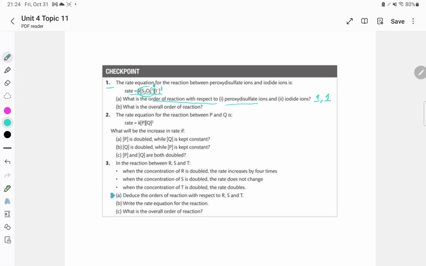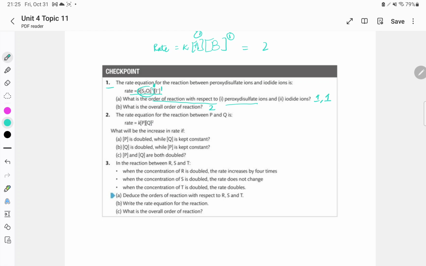And then they ask, what is the overall order? It means you have to add the orders. For example, if I have a rate and the rate constant, an A reactant and a B reactant, and both of them are first order, overall the reaction will be second order, because I have to add this 1 and 1. So I added both the powers, so it becomes 2, second order. So in this case above we have 1 plus 1, so second order will be the answer for part B.